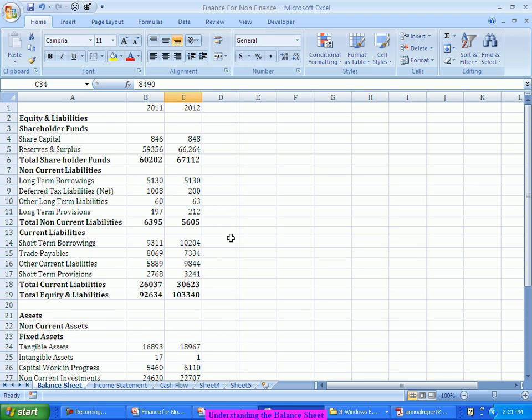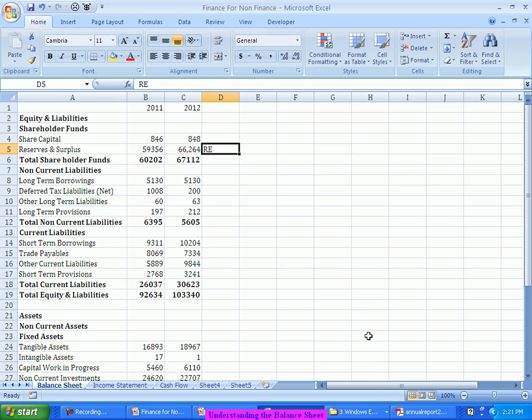Now, let's go back to this understanding of each and every item. This is a very important thing to focus on. So first the equity part. There are two parts to it: share capital, and reserves and surplus. In some terminology, this is also called retained earnings. Retained earnings are retained profits.